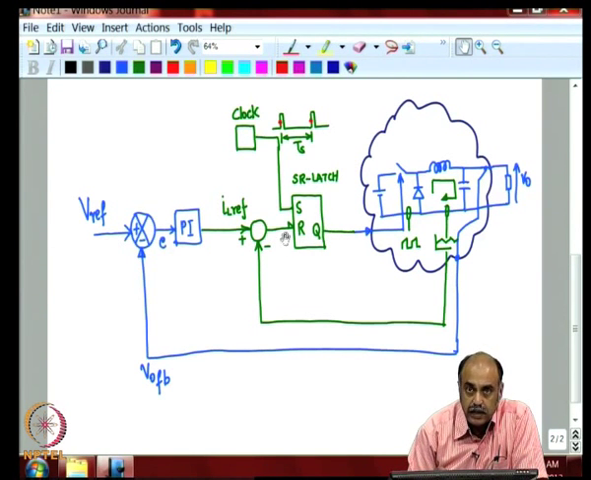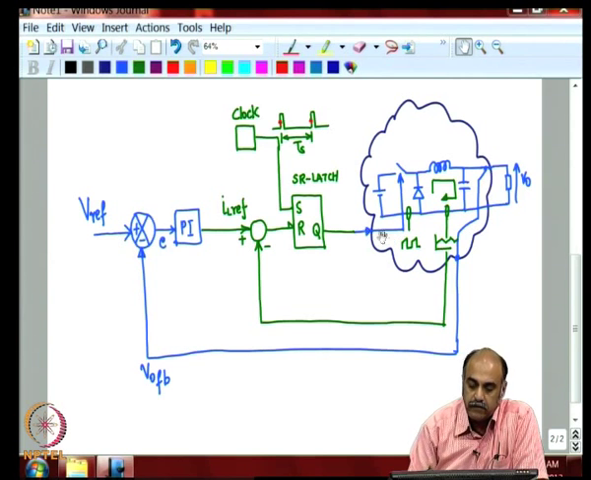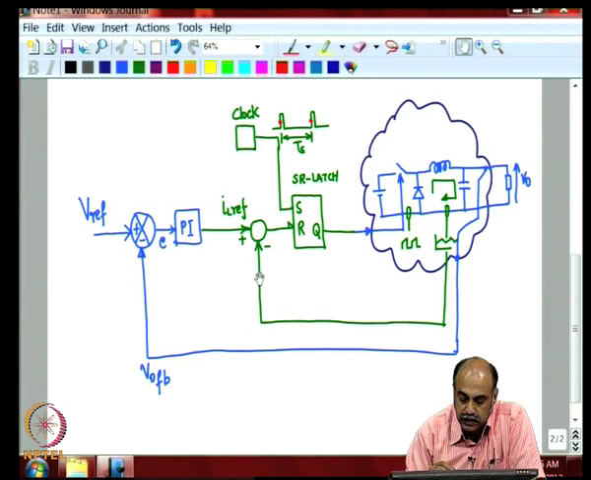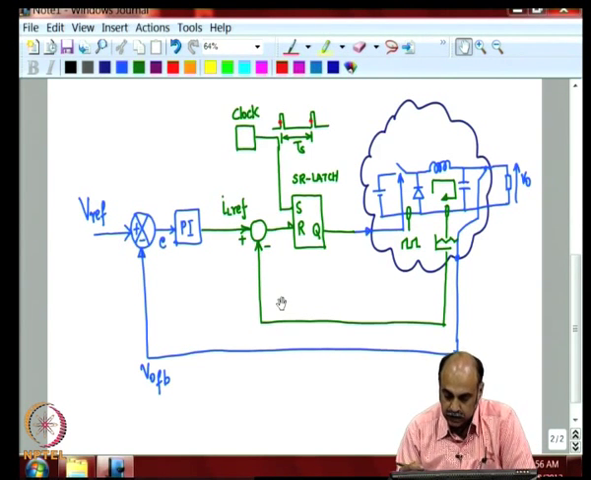So, this basically is the current loop, the inner fast acting loop. It is cycle by cycle control. Every switching cycle this will be active, and the power switch will actually turn off once the current in the inductor goes beyond a particular reference. So, this is how the current programming can come into the picture.